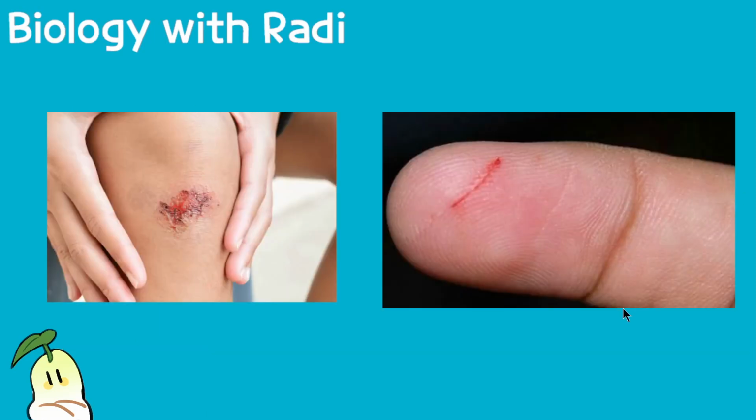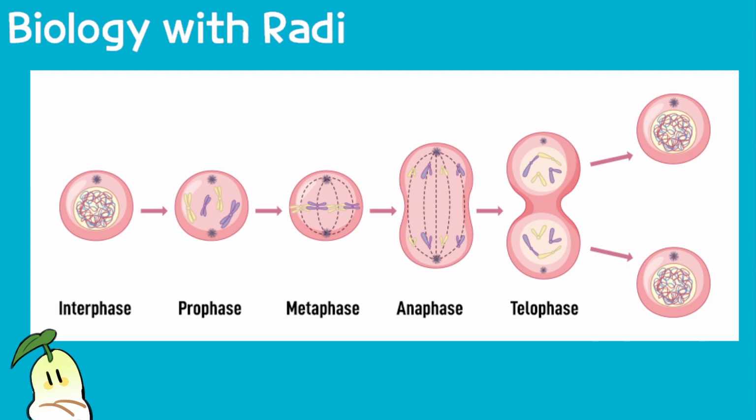Whenever you scrape your knee or get a paper cut, those injuries leave an opening to your body that must be covered up. And one thing that has to occur for this healing is the regeneration of cells, which is done through a process called mitosis. Mitosis is a 5-step process that cells go through to create a clone of itself. In this video, I will be walking you through those 5 steps.